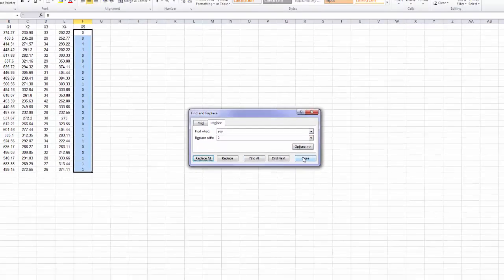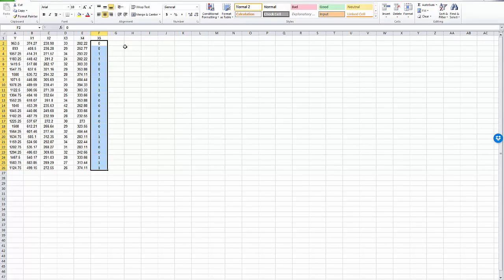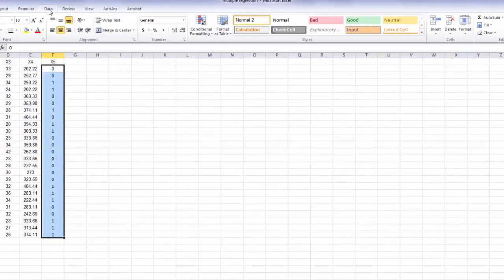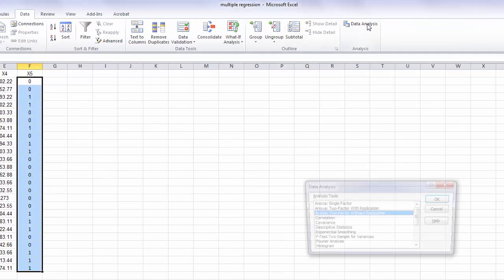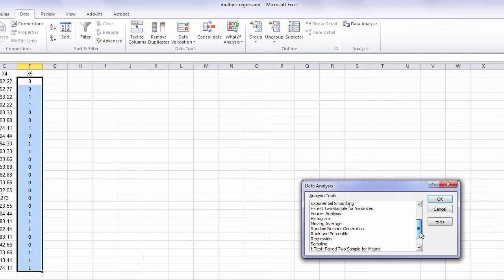Transformation is done. If I have another variable which does not contain numerical value, then I will also have to transform using find and replace. I am now ready to run a multiple regression. I will go to Data, Data Analysis, and I will look for regression.